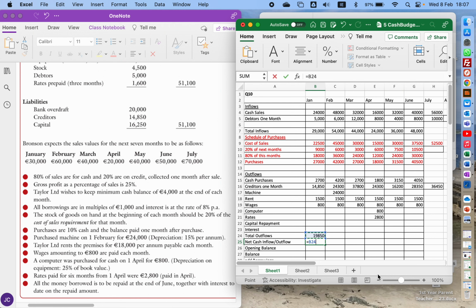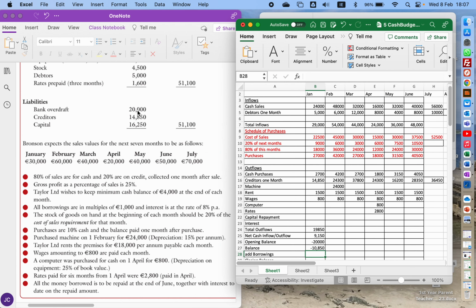So my net cash is going to be 29 grand, take away 19,850. My opening balance. So I had a bank overdraft 20 grand at the beginning, so it's minus 20 grand. So that means my balance at the end is going to be 9,150 plus 20 grand. So that means I'm minus 10,850.